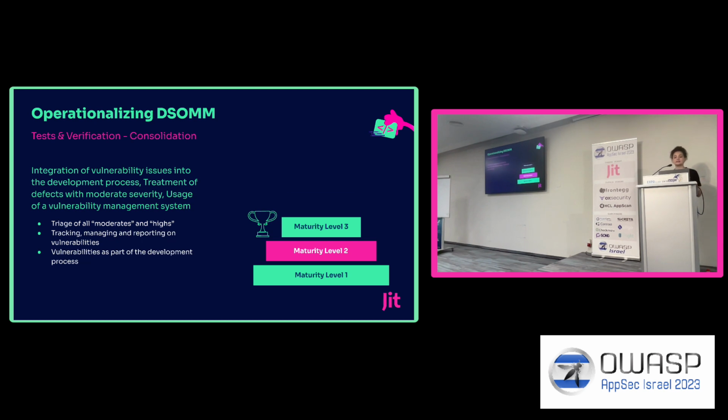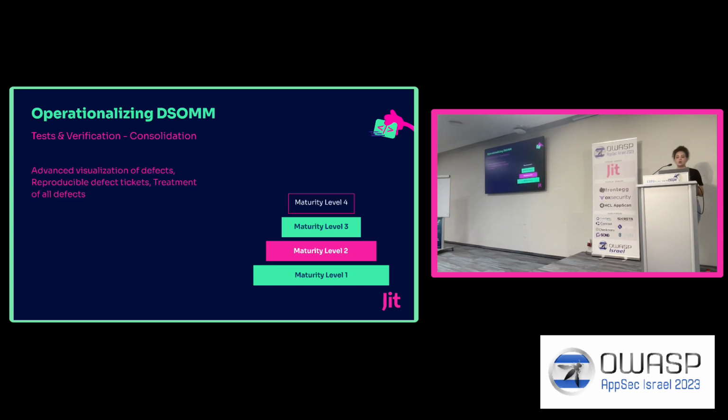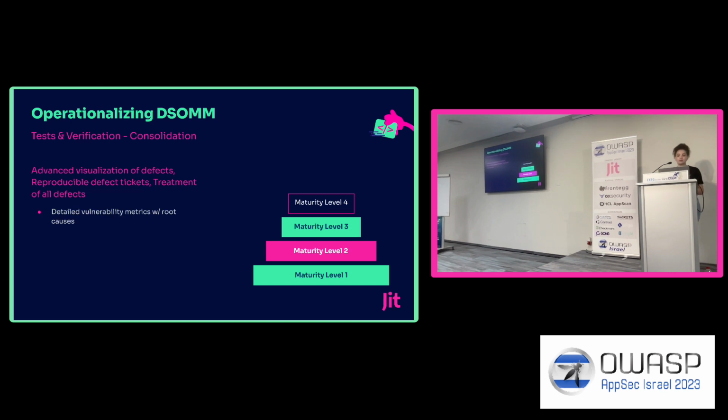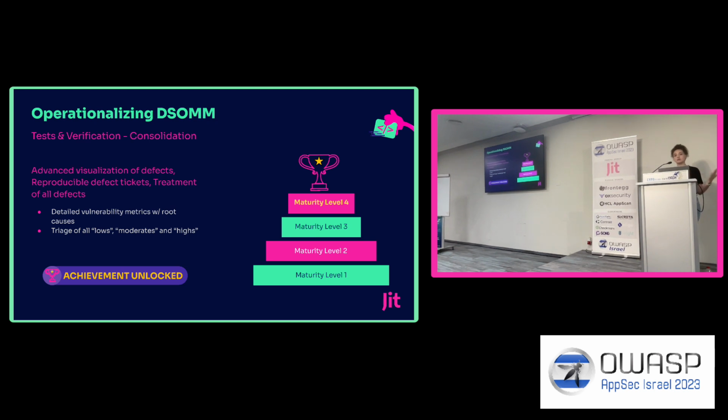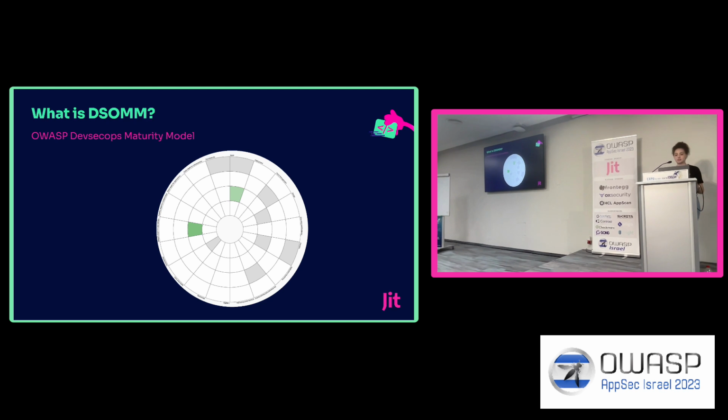For maturity level 3, this is advanced visualization. We basically need to have tickets and handle all the defects. Now, the action items for this one is we need to have detailed vulnerabilities with RCA, which is root cause analysis, and we need to handle all the levels of the vulnerabilities. There are a lot more subdimensions here. You can achieve them all by using open source tools, and we saw that.